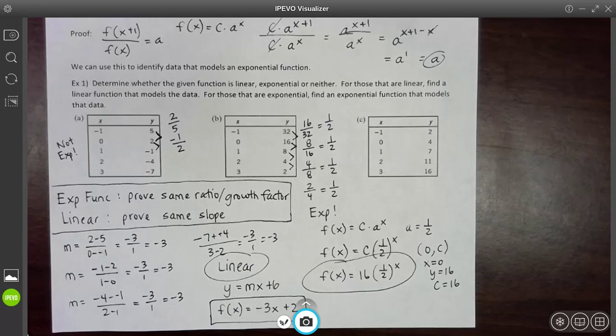All right. So like I said, right now, they just want you to recognize an exponential function is going to show this exponential growth or this exponential decay. It's going to have a base that is never a negative number. It's never 1 either. And you can write an exponential function in this form: f of x equals c times a to the x. And if it's exponential, you can prove exponential data by proving this constant growth rate ratio between outputs.